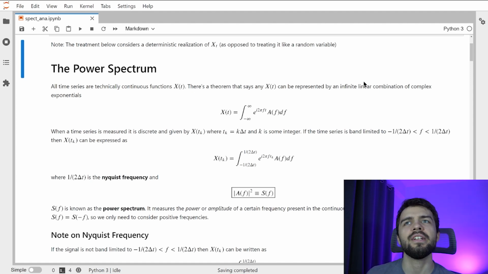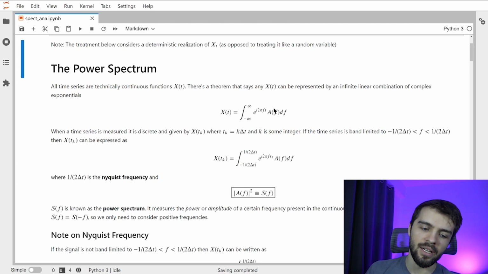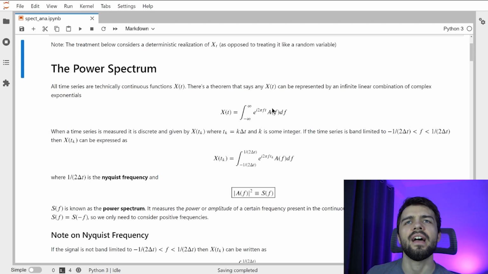And so I need to represent this as an infinite linear combination, and the complex exponentials are like my unit vectors. So you can think of this integral as like a sum. This complex exponential is like a unit vector, and A of f is like the magnitude, like 2x hat plus 3y hat, 2 or 3, those are the magnitudes. A of f is the magnitude. And I denote the position in that infinite sum by f, and f is a frequency.